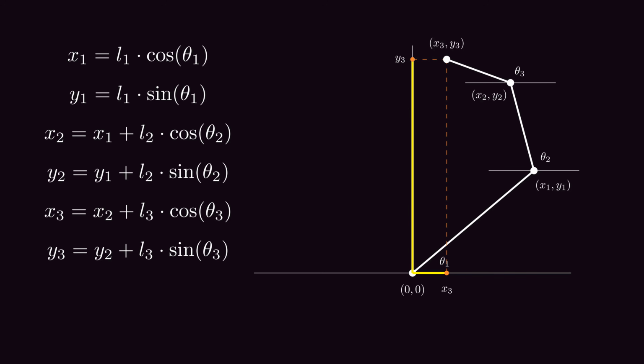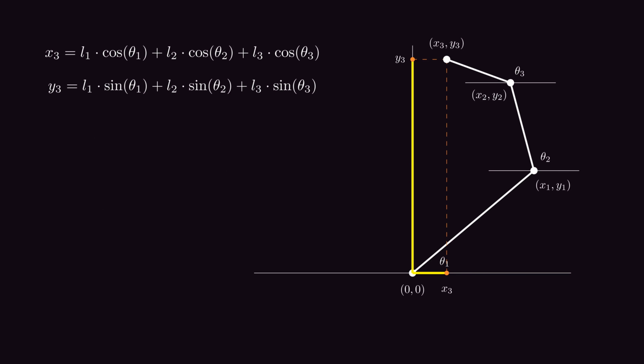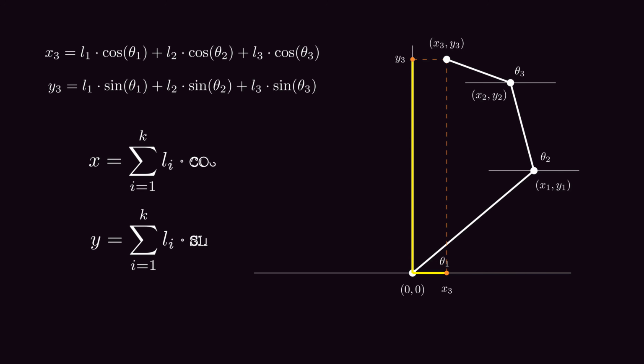With this three parts arm, the end effector position, which is x3, y3, because it's the endpoint of the last part, is simply L1 times cosine of theta 1 plus L2 times cosine of theta 2 plus L3 times cosine of theta 3 for x, and replace cosine by sine to get y. We can easily generalize it for an arm with any number of parts. We get x equal to the sum of Li times cosine of theta i and y equal to the sum of Li times sine of theta i.